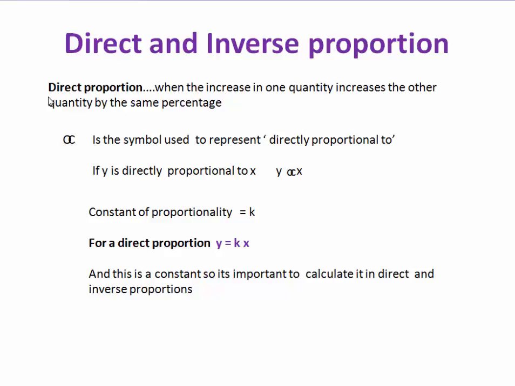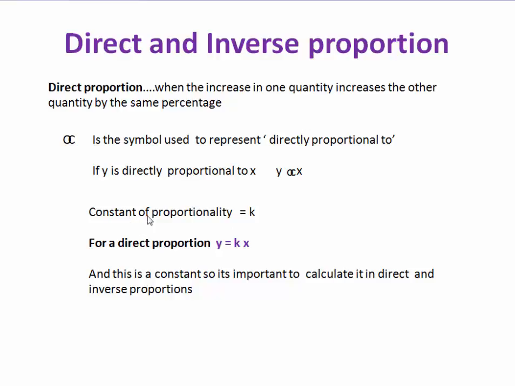Now a direct proportion, whenever you see something where an increase in one quantity increases another quantity by the same percentage or the same rate, that's called a direct proportion. We use this symbol to represent directly proportional to, so it looks like a little 8 on its side with a little bit missing on the end. If y is directly proportional to x, we write it in this way, y, and then the symbol, x. y is directly proportional to x.